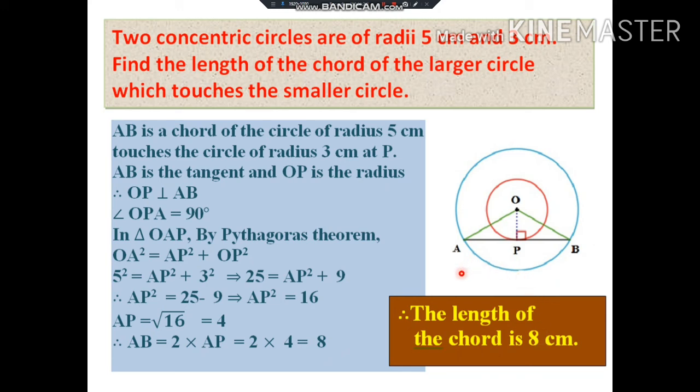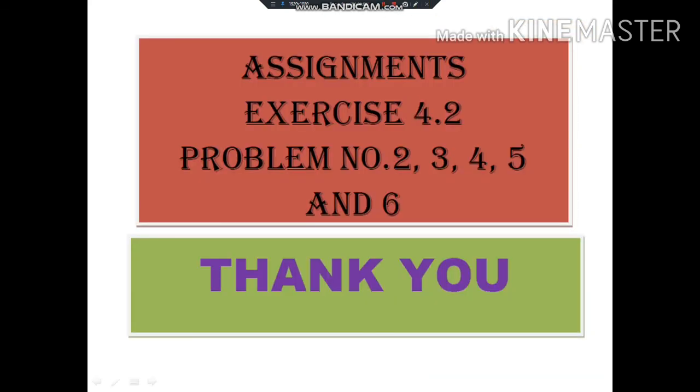Yes, children, I hope you have understood how to solve this problem. Dear children, we shall stop today here. Note down assignments. Exercise 4.2. Try to solve the problems. Problem number 2, 3, 4, 5, and 6. In my next class, we will solve the remaining problems. Thank you very much.